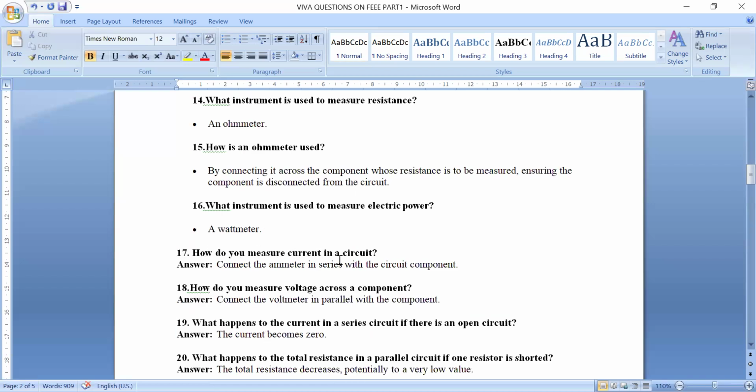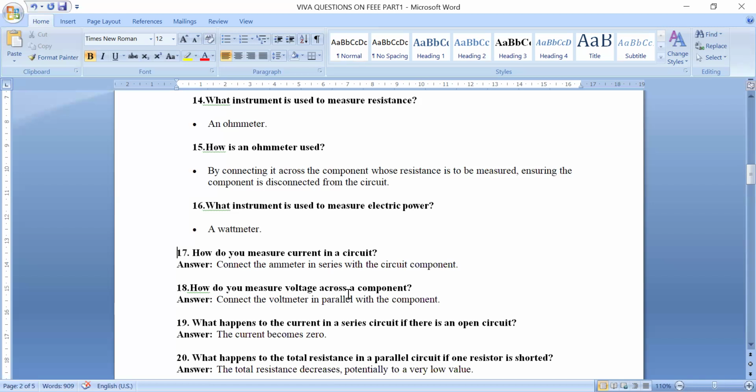Okay. Question number 17. How do you measure current in a circuit? So to measure current in a circuit, you should use ammeter, because ammeter is an instrument used to measure the current. It should be connected in series. Remember, it should be connected in series.